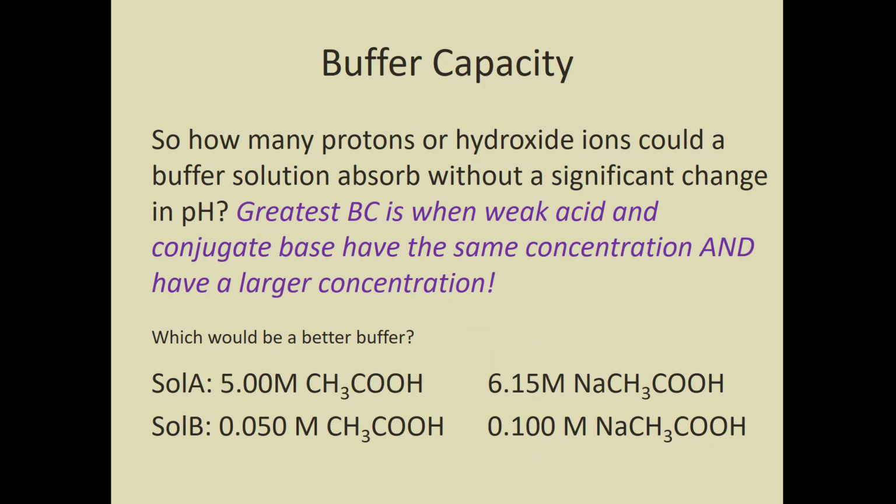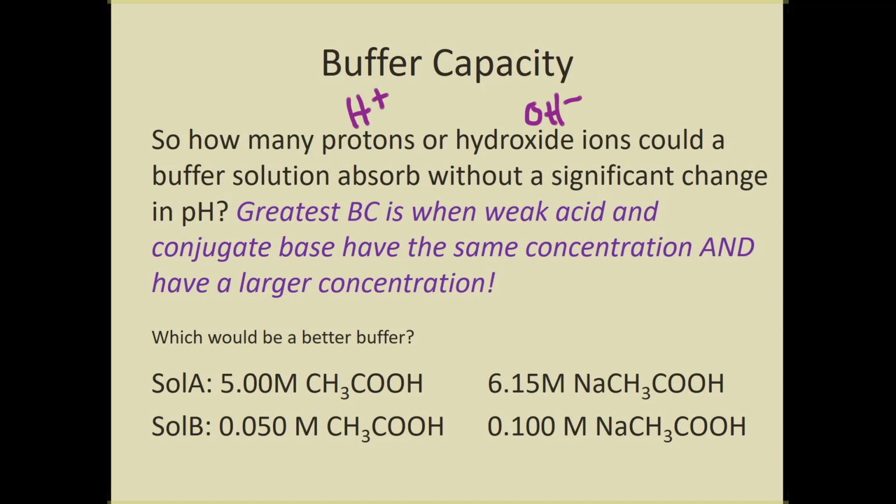Let's look at buffer capacity. How many protons, which are hydrogen ions, or how many hydroxide ions could a buffer absorb? Well, it's called buffer capacity. So you have a higher buffer capacity if you have a higher concentration, and you have a lower buffer capacity if you have a lower concentration. And again, the best buffers are when they have equal amounts of the weak acid and its conjugate.